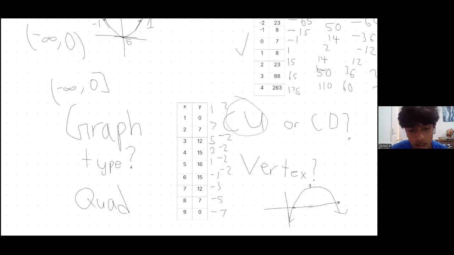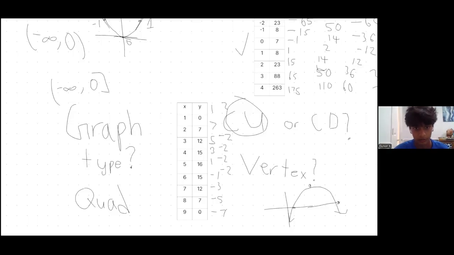Now let's look at the vertex. So how we find the vertex off a table or even off a graph is when we have two of the same y values on a quadratic function, the vertex is always going to be the midpoint of these two values. So for example, 0, 0. Okay, these are two same y values. So what's the midpoint of this? And the midpoint formula is going to be the second one plus the first one divided by 2.